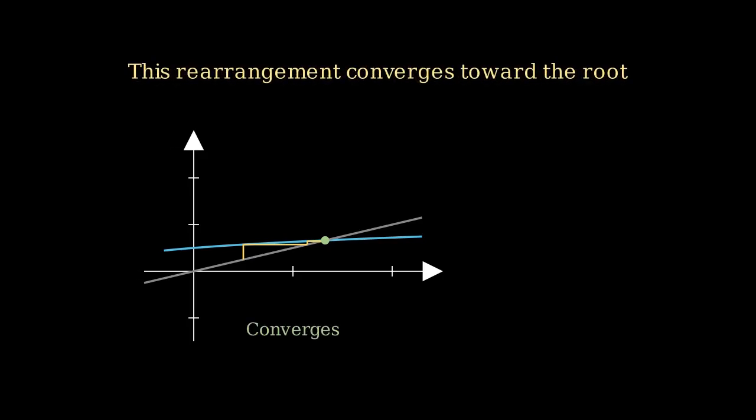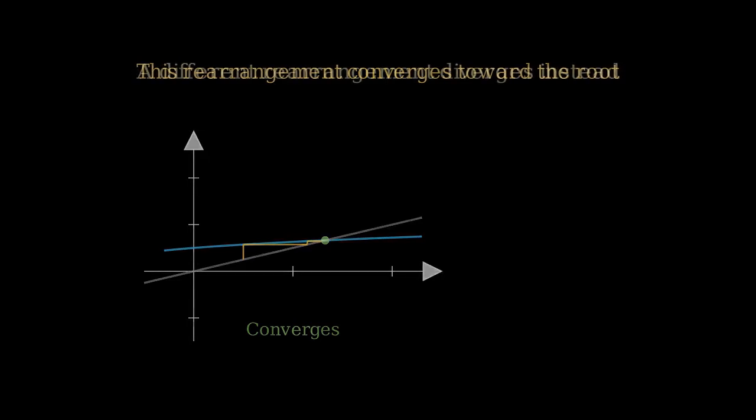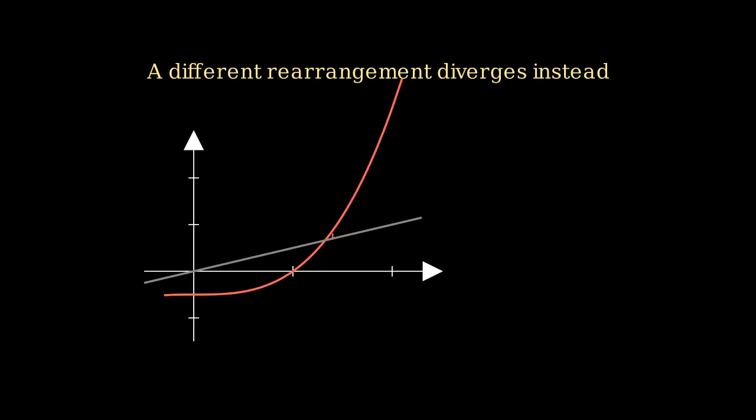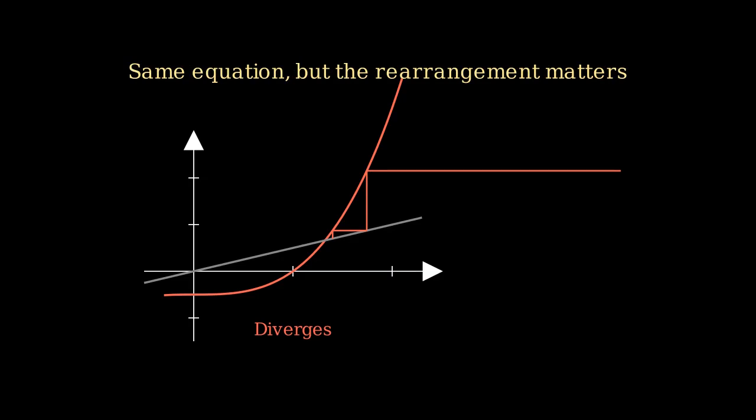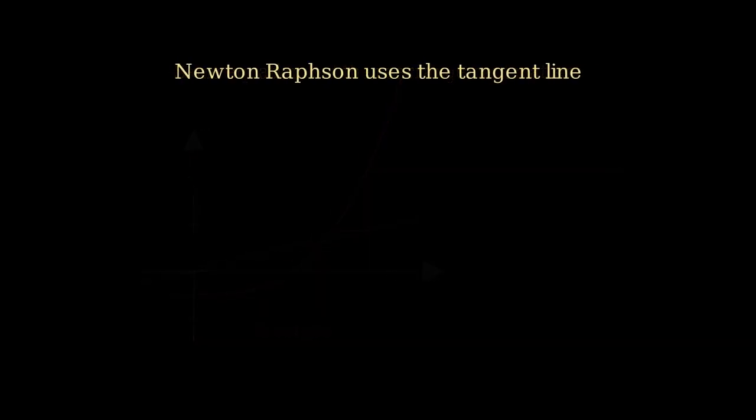Here is one rearrangement whose cobweb spirals inward, converging steadily toward the root shown on the left. And here, cleared and shown fresh, is a different rearrangement of the very same equation. Its cobweb spirals outward, moving further from the root with every step, which means it diverges. The equation is identical in both cases. Only the choice of rearrangement decides whether the iteration converges or diverges, so that choice really matters.